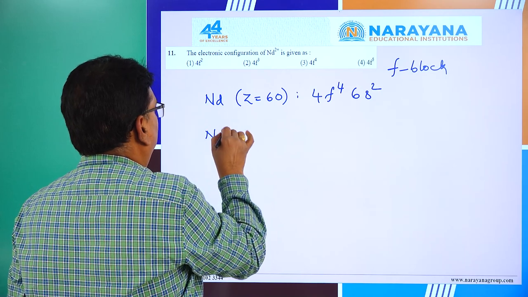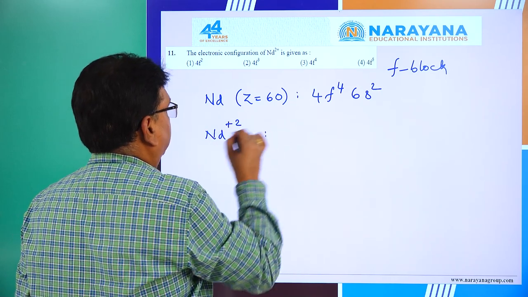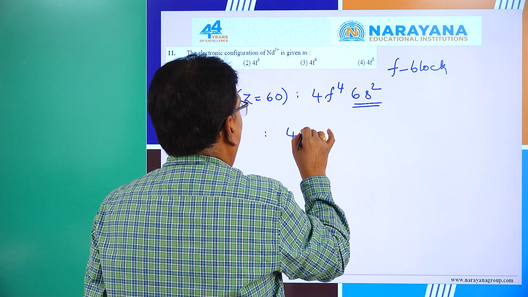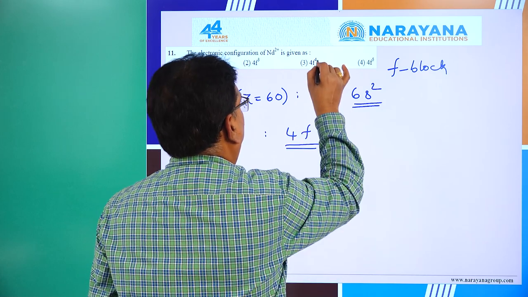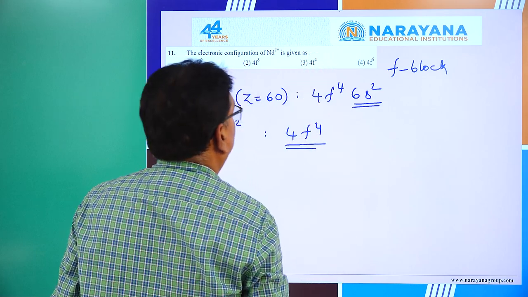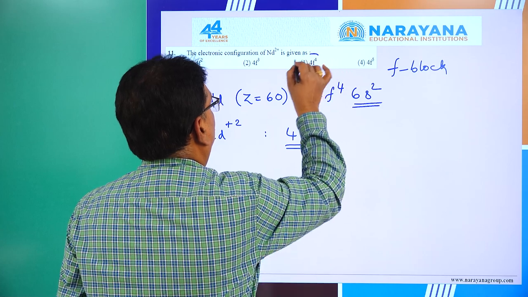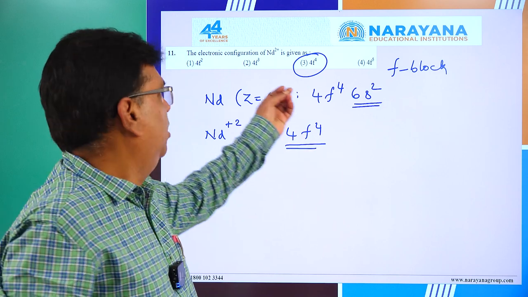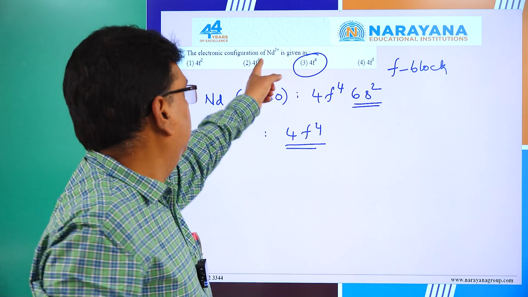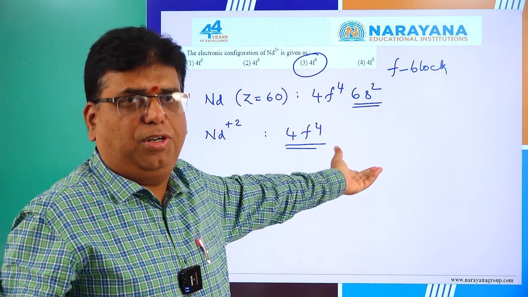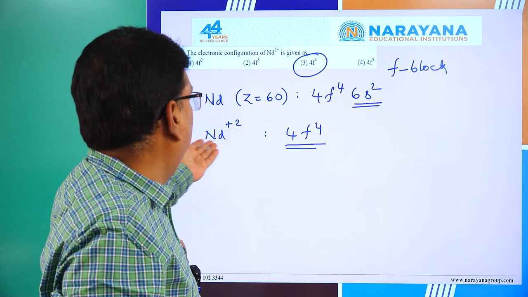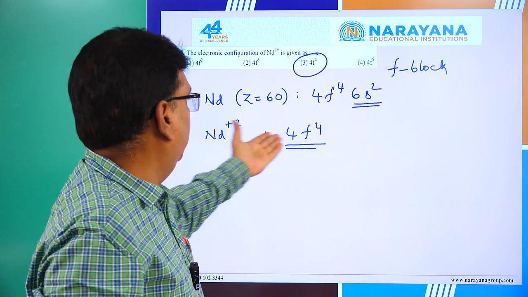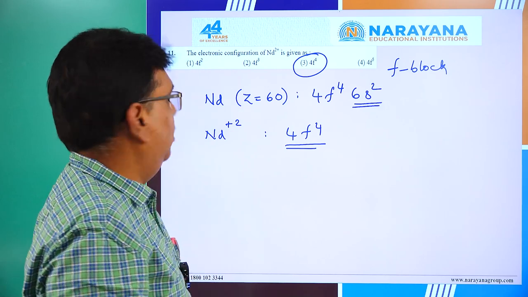Therefore, neodymium plus 2 has the configuration where these two electrons are removed. So, 4f4 will be its configuration. So, answer is this. Straight question, electronic configuration, neodymium, atomic number 60. If we know very well how to write the configuration, 4f4 6s2, then for plus 2, when you remove 2 electrons, you remove them from the 6s. So, the remaining is 4f4, okay. Now, let us move on to question number 12.